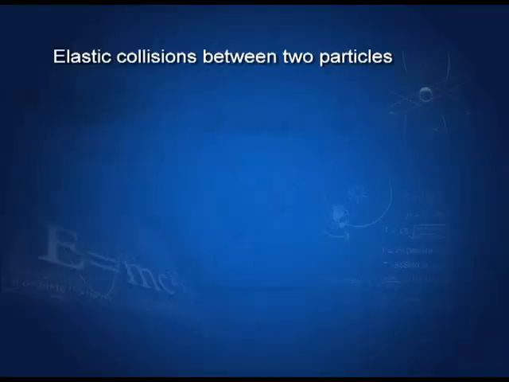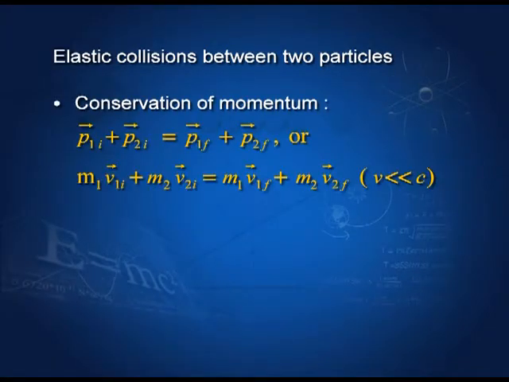Let us now do some mathematics. Elastic collision between two particles. Conservation of momentum is given by P1I plus P2I equal to P1F plus P2F. Remember, all these are vectors. Or M1 V1I plus M2 V2I equal to M1 V1F plus M2 V2F, and we are assuming that the velocity of particles is much smaller than the velocity of light.